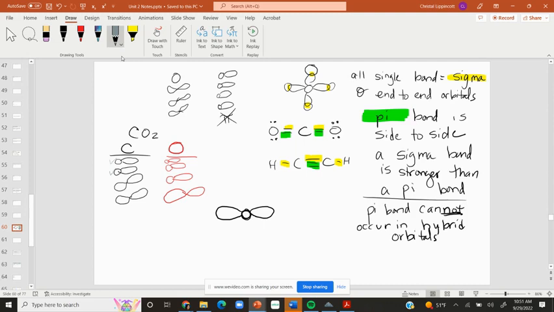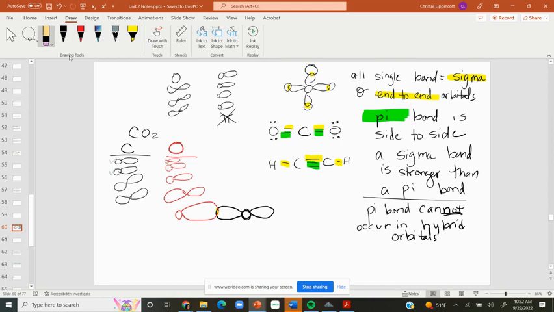Now I'm going to draw in the oxygen that is going to connect with the sigma bond right here. So that means that's going to be a hybrid orbital. That's my oxygen on the one side. This right here is a sigma bond. They are side to side. I'm sorry, end to end. Just like I said, sigma bonds have to be end to end. One end to the other end.